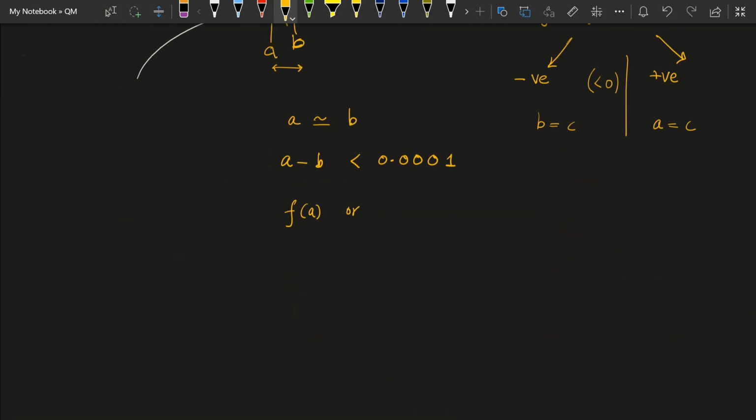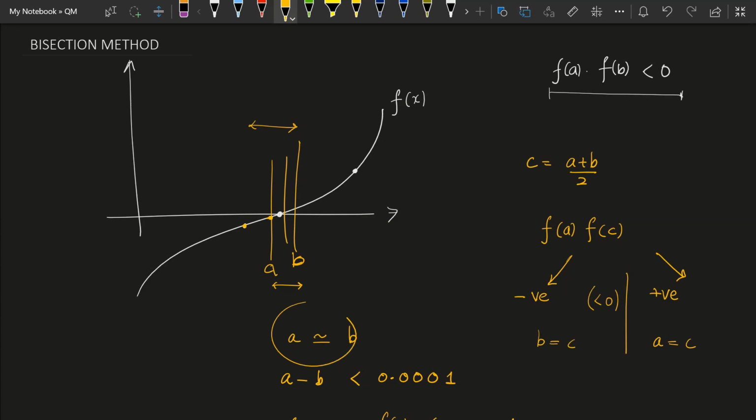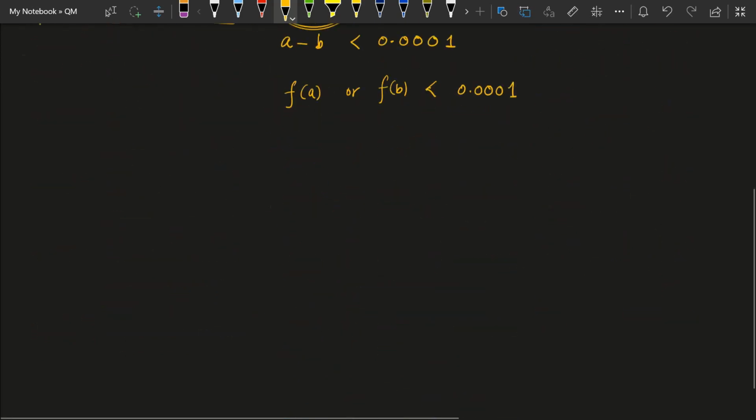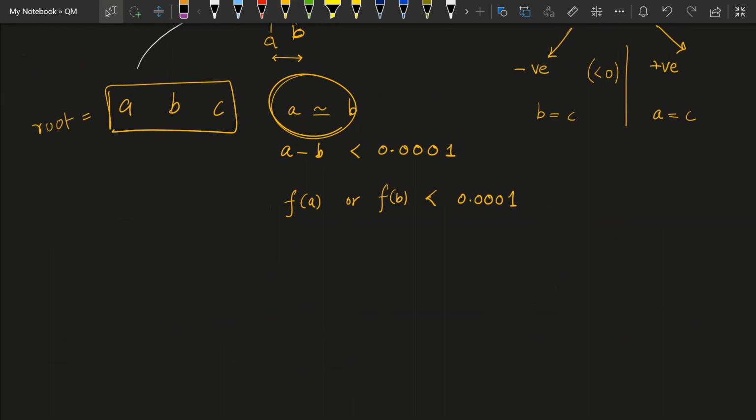So if f of a or f of b is very, very close to 0, say less than some small value, we can stop. And when this condition is satisfied, the value of a or the value of b or even the value of a plus b by 2, which is c, will give us the root of the function. So by the time a becomes approximately equal to b, these points will be very close points. So we can set any of these points as the root of the function. So basically that is the method, that is bisection method.